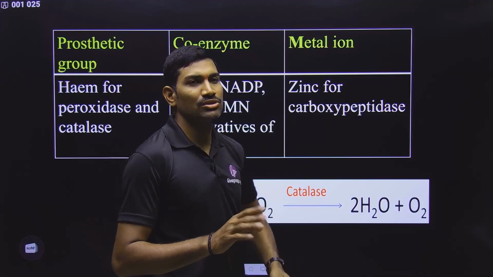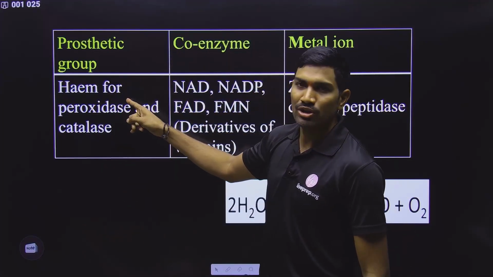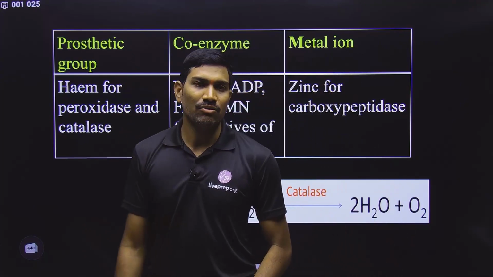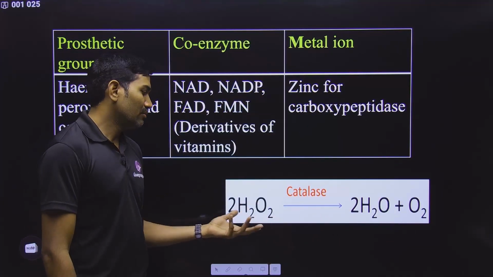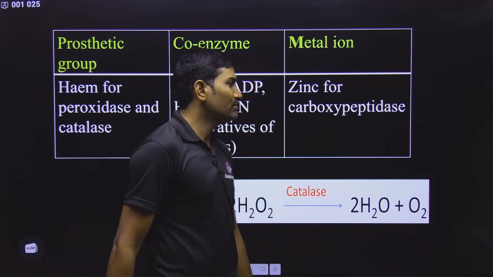Now some examples also they gave. For the prosthetic group, in NCERT they gave an example. Heme is the prosthetic group for the enzymes called peroxidase and catalase. And what will this peroxidase or catalase do? They will cause the breakdown of H2O2 into H2O and oxygen. This is the function of these enzymes.